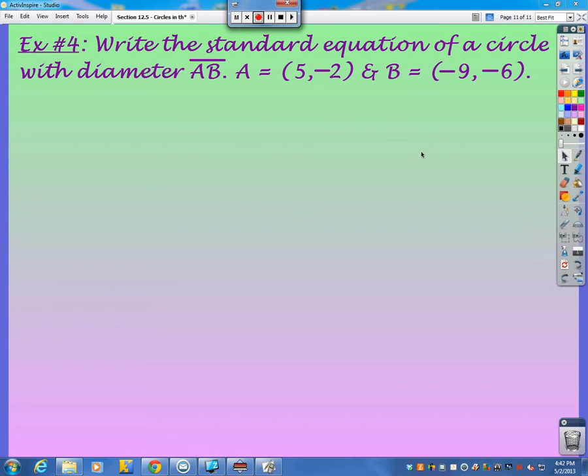And our last example. Write the standard equation of a circle with diameter AB, where A is at (5, -2), and B is at (-9, -6).